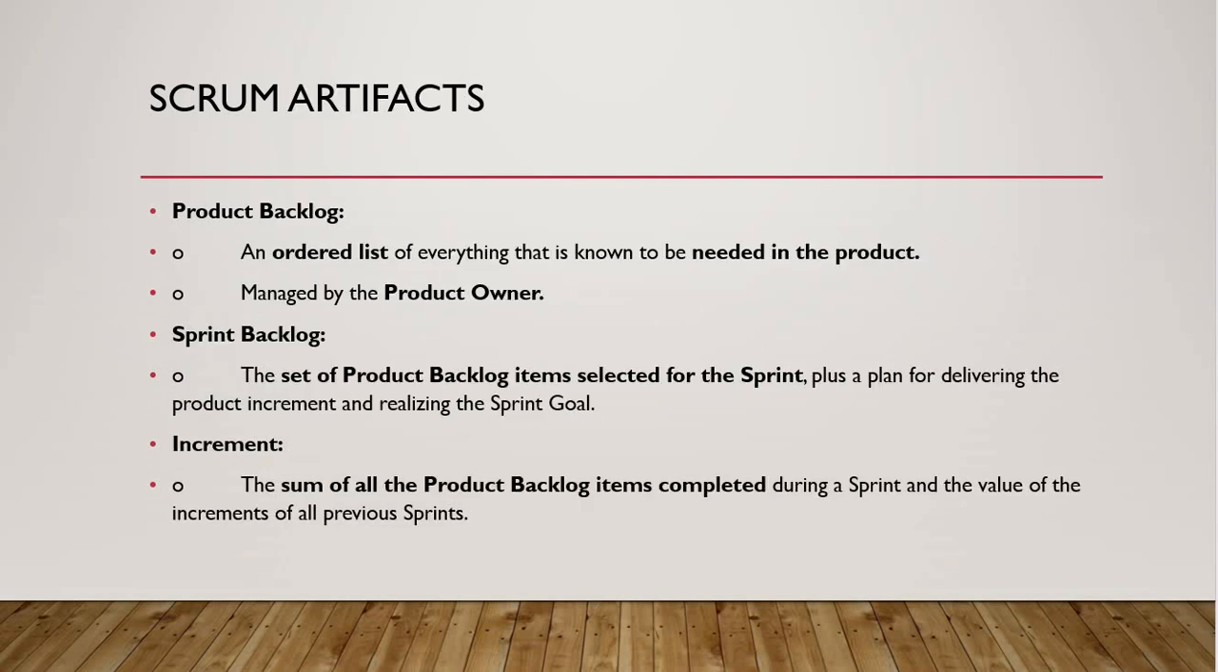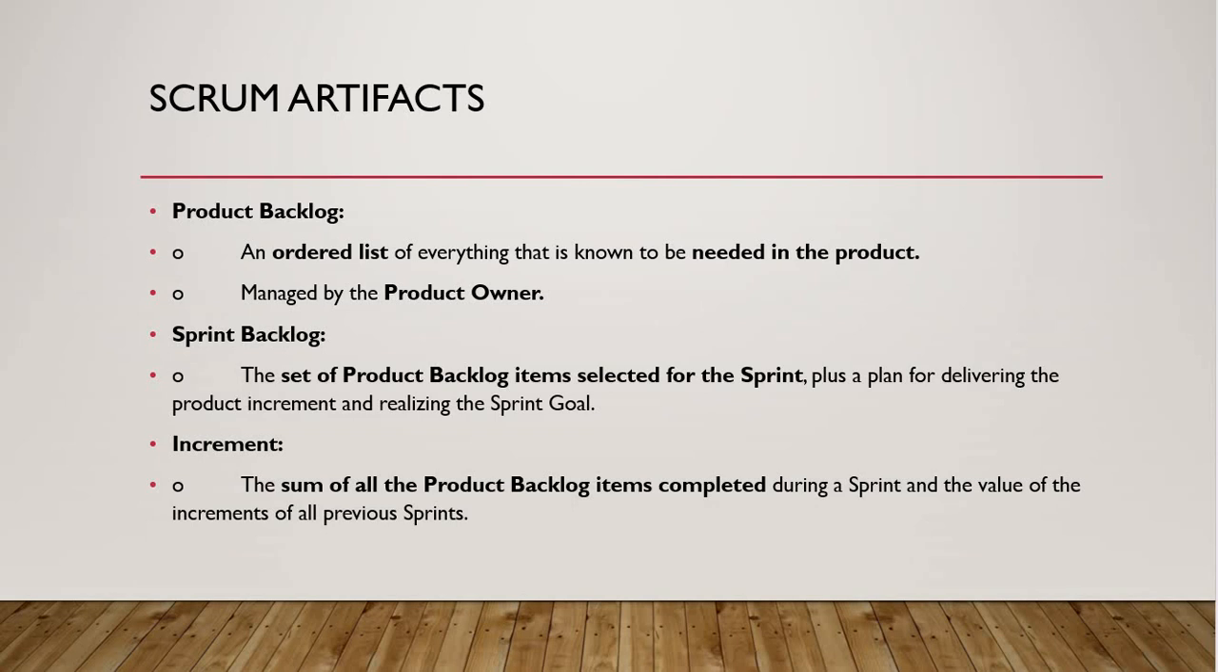Now let's look at the Scrum artifacts. We have the product backlog. What is the product backlog? It is an ordered list of everything that is known to be needed in the product, and it is managed by the product owner. The second one is the sprint backlog, the set of product backlog items selected for the sprint. So we have the product backlog.